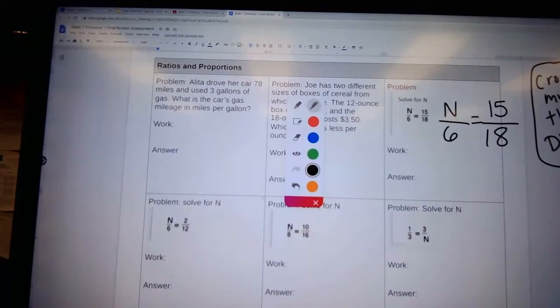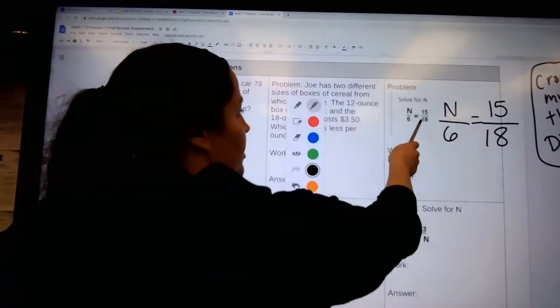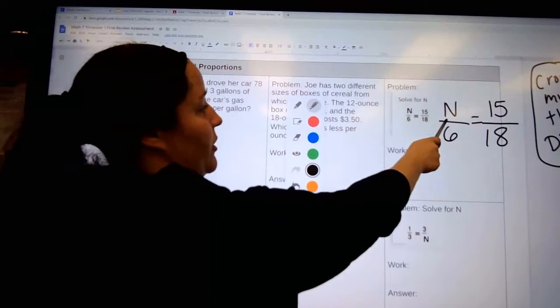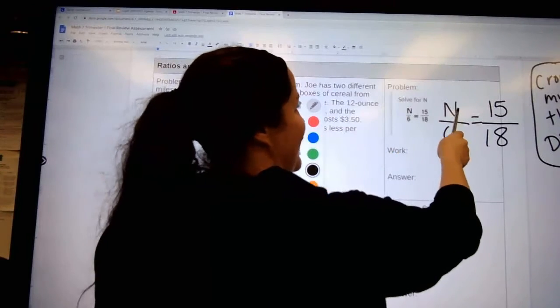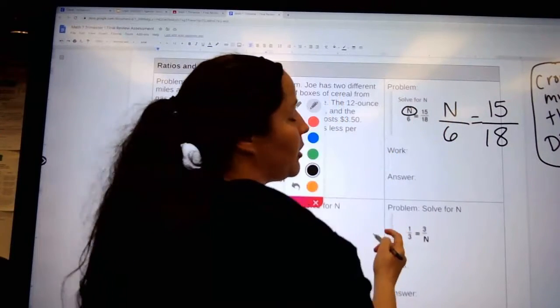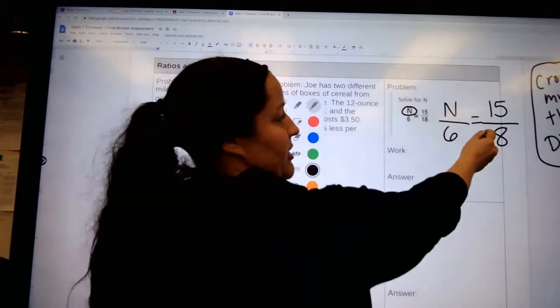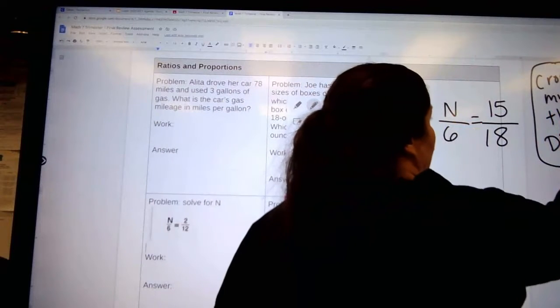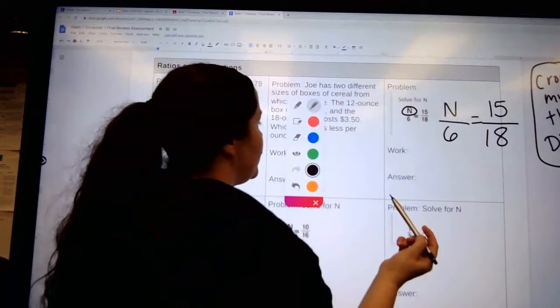So we're going to solve this first proportion problem. When you have a proportion where you're trying to find an unknown number, n, so n is the unknown number, you have something where there's an equal sign, you're going to follow the cross multiply then divide method. We did this a lot.